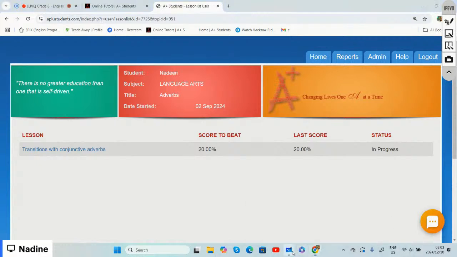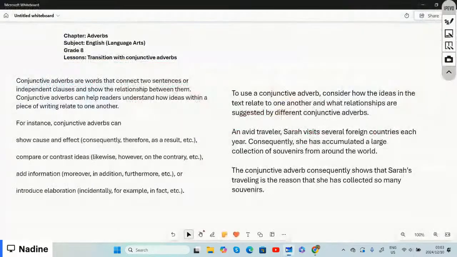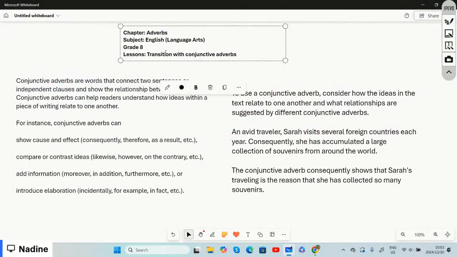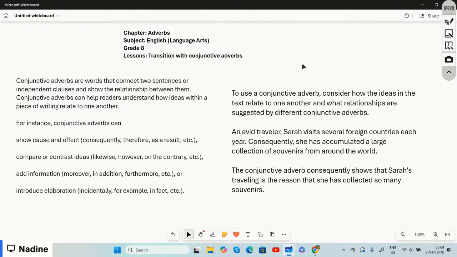All right. So our chapter is adverbs. Our subject is English language arts. We're doing grade 8. And then the lessons that we are going to be focusing on under the chapter of adverbs.